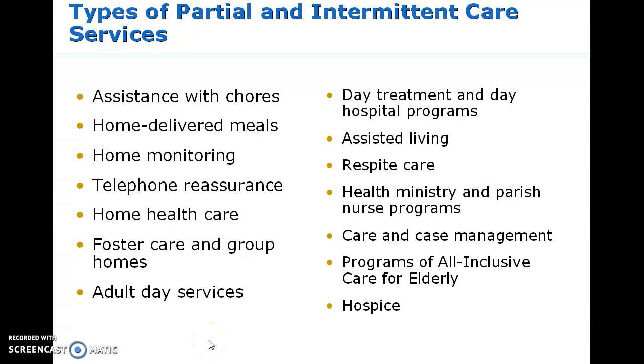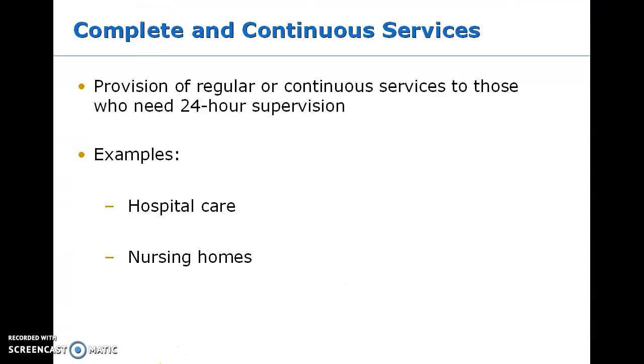Did you know that there are currently over 3,500 centers that provide adult daycare in the United States? The program maximizes the existing self-care capacity of participants while preventing further limitations. That's just great. As we look at complete and continuous services, look at the two examples. These are for someone who needs 24-hour supervision.